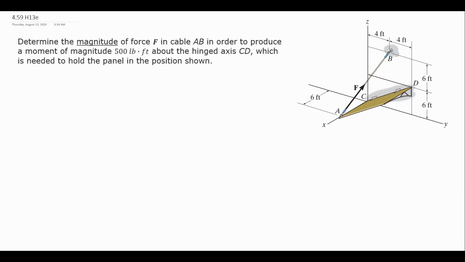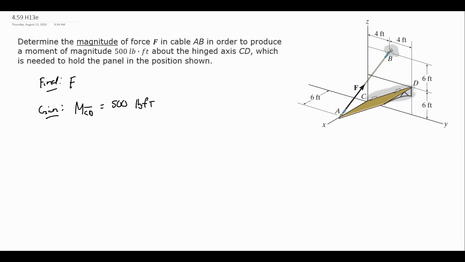In this problem, we're trying to find the magnitude of the force in this cable from A to B that's going to cause a moment about axis CD that has a magnitude of 500 pound-feet. So we need to find the magnitude of F that's going to make this true. And we're given that the moment around the CD axis, or the magnitude of it, is 500 pound-feet.